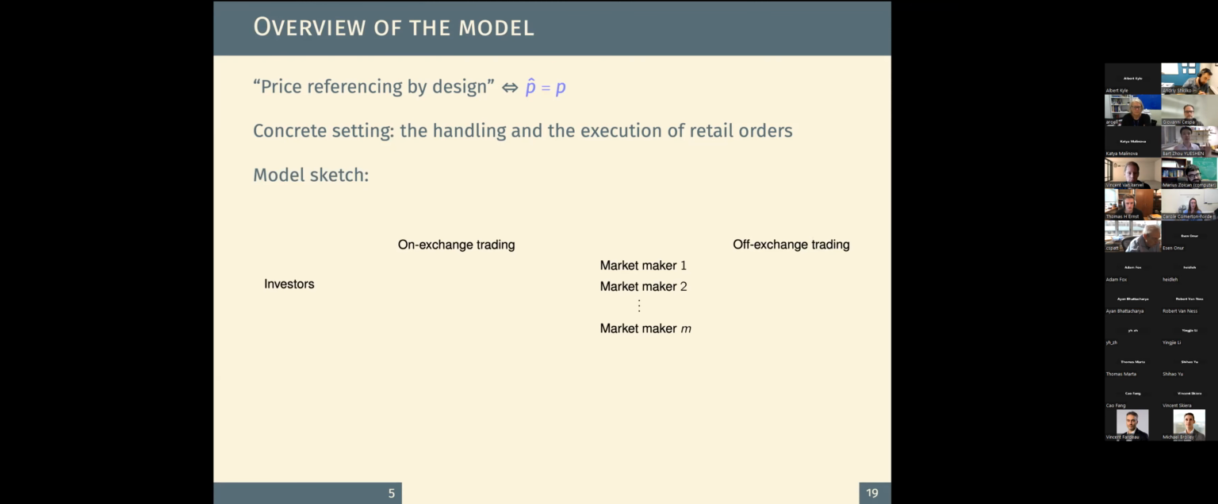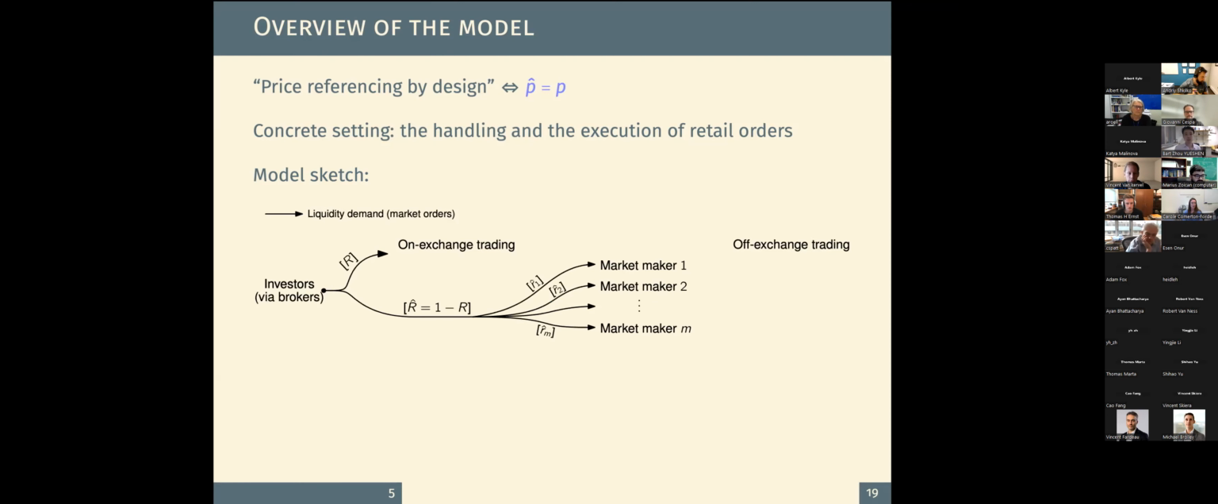And we have two trading venues, on exchange and off exchange. The investors are liquidity demanders. They send marketable orders, and these orders are fragmented to exchange with probability R and R hat off exchange. And if it is off exchange with some fraction, small R hat 1, it goes to market maker 1. With some fraction, small R hat 2, it goes to market maker 2, so on and so forth. Okay. And once the orders are routed to the market makers, just like in the handling of retail orders, these market makers execute the orders off exchange against their own book. Okay? But at what price? Well, that price is exogenously referred to the on-exchange price. So that's the liquidity demand meets the liquidity supply.